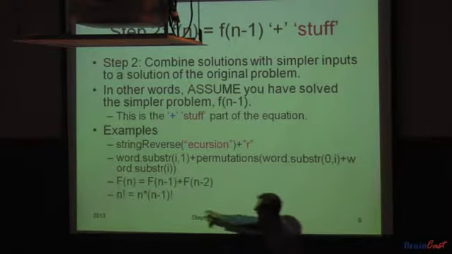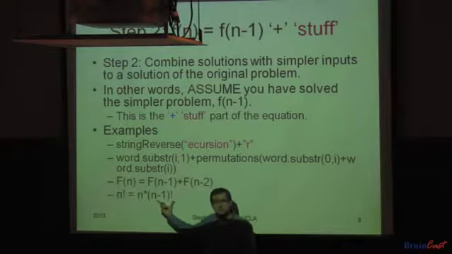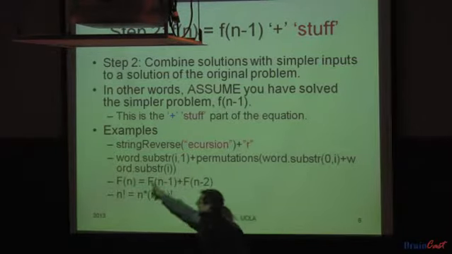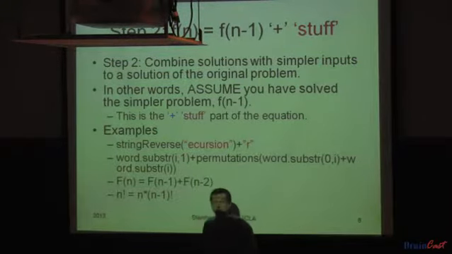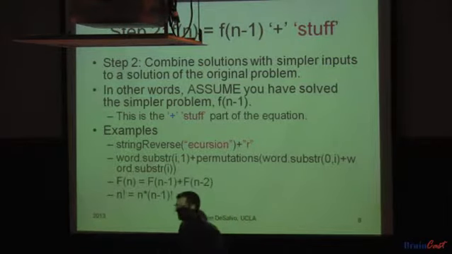So let's go in reverse. If you knew what the value of n minus 1 factorial was, you would simply multiply by n times that to get the exact answer you're looking for. If you knew the values of f of n minus 1 and f of n minus 2, you would simply add them together in the usual arithmetic fashion.